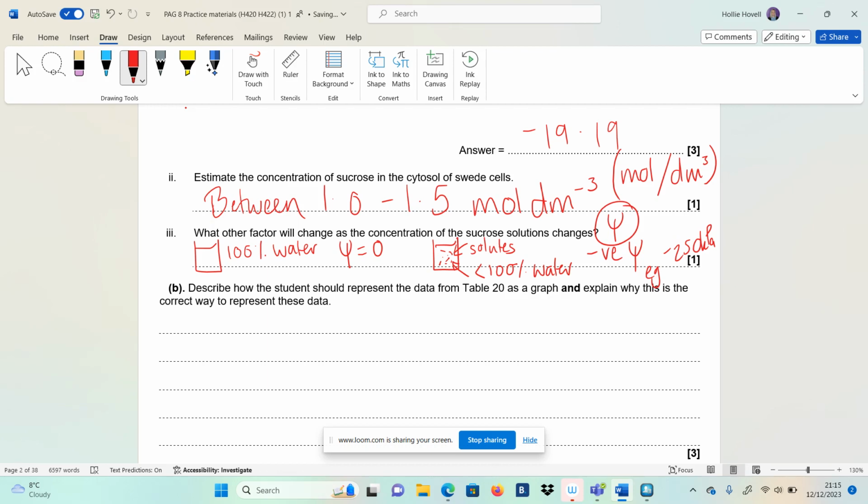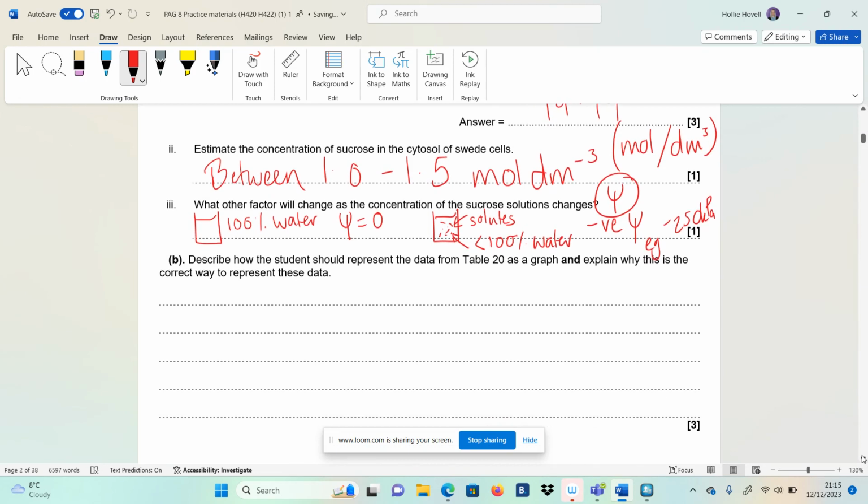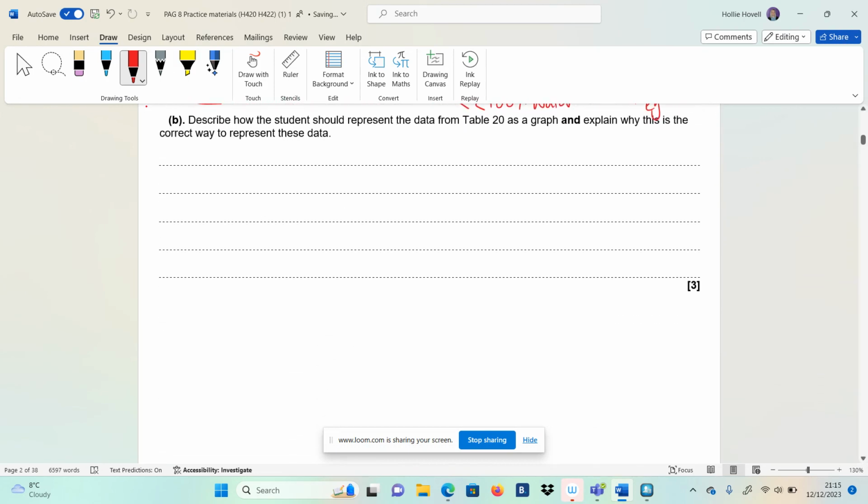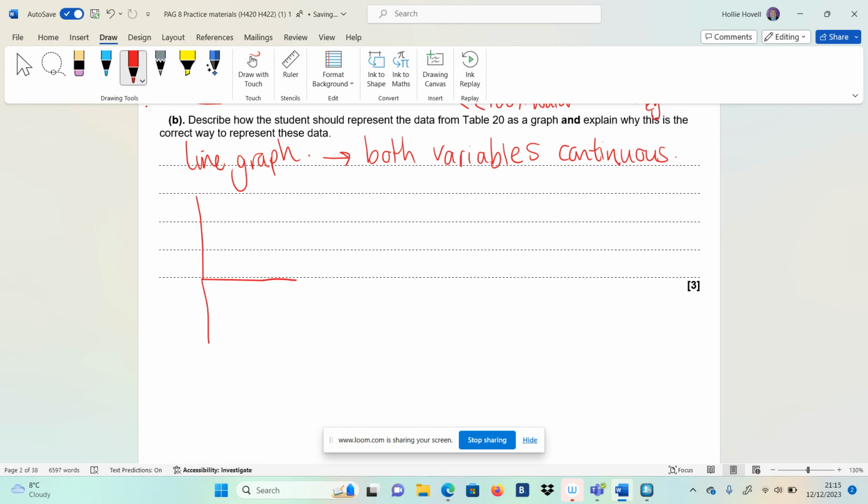Part B, describe how the student should represent the data from table 20 as a graph and explain why this is the correct way to represent this data. So hopefully you've drawn a graph in your PAG and you know how to do it. We call that type of graph a line graph, first of all. And the reason it's a line graph is because both variables are continuous. Yeah, they're on number scales, aren't they? If one of them's discontinuous, then we would do a bar graph. Okay, so hopefully we know that the graph looks like this. It's asking us to describe it really, rather than draw it. So you can always draw it as a prompt.